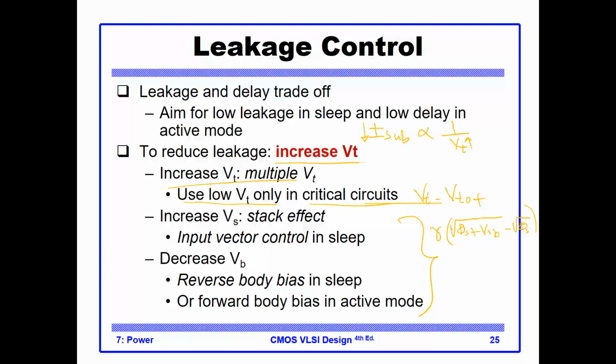So if I increase VSB, I increase VT during operation. How do I increase VSB? Either you increase VS or you decrease V body. In both cases, you are increasing VSB, which increases VT, which reduces the subthreshold current. These are some of the methods that we use to control leakage.